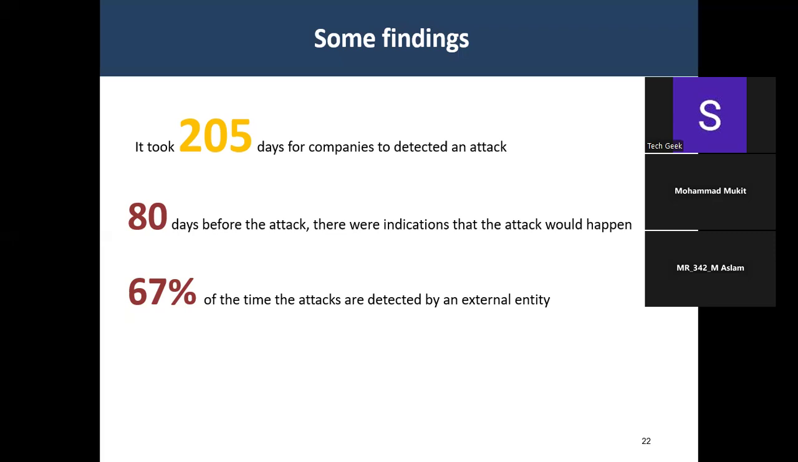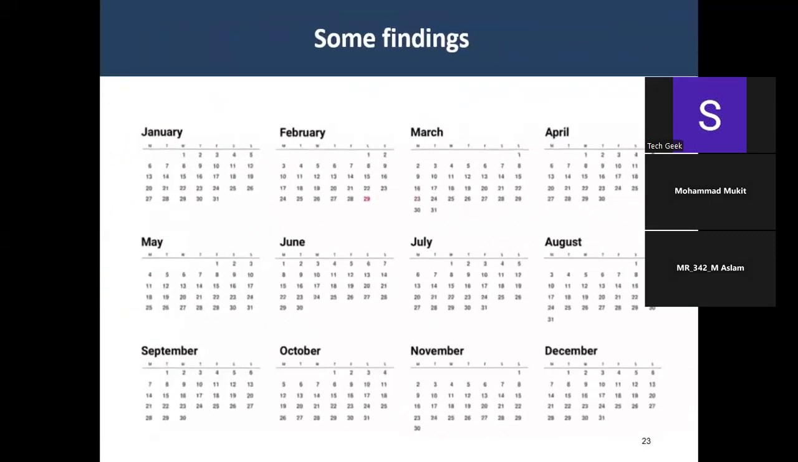So the SOC was not there. At that time, attacks are detected by an external entity most of the time, meaning people report and then they get to know. So now you understand how important the SOC is. That is how the SOC came into place.